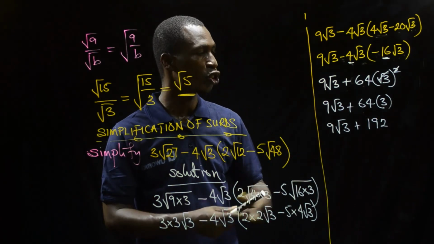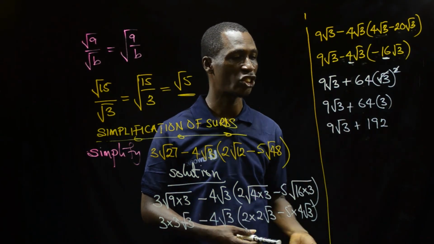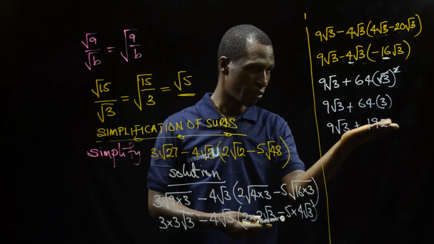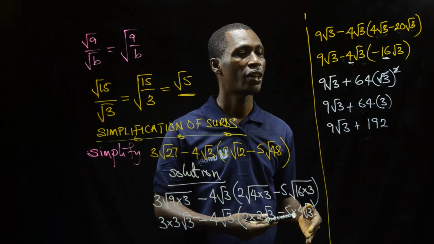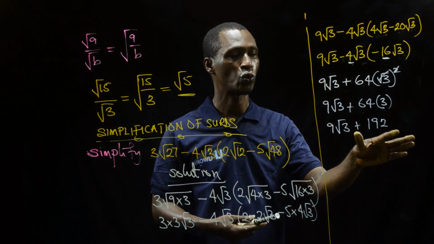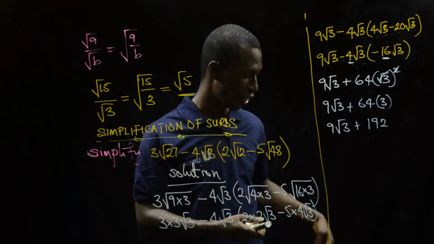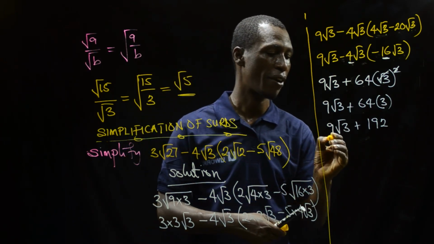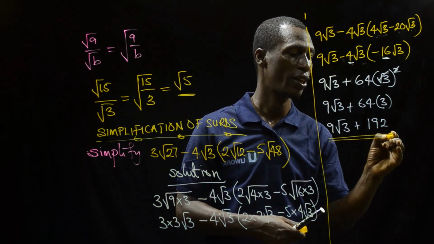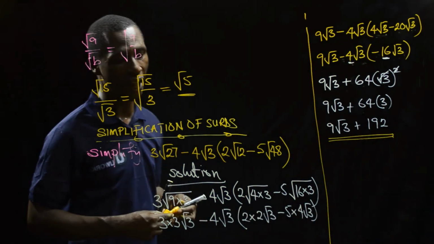So 192, you don't leave the answer like this, you just have to arrange it. But the answer is done. So I prefer I write the 192 root 3. But addition is commutative, so whichever way you want, you can leave it like that. So this is the final answer to the question that was given at this end.